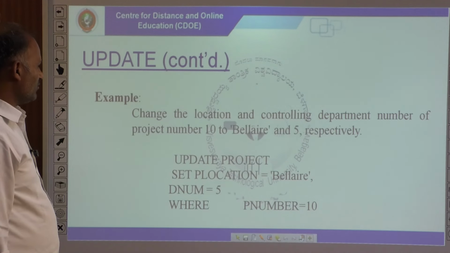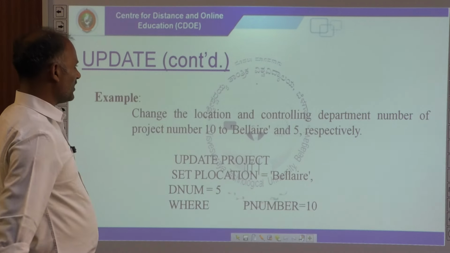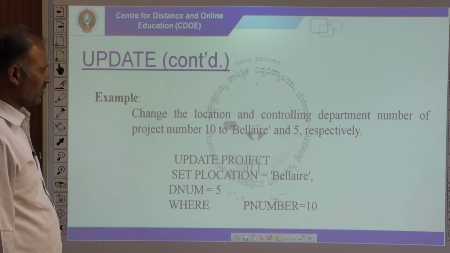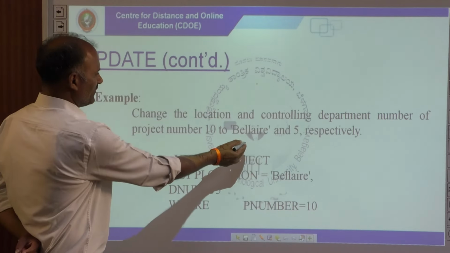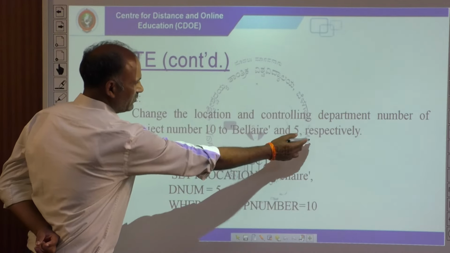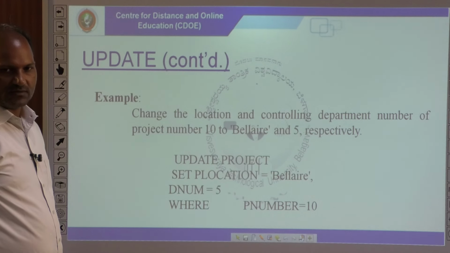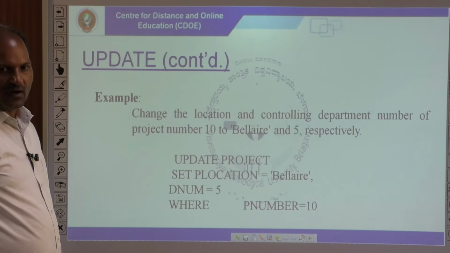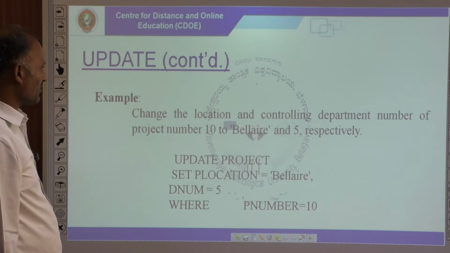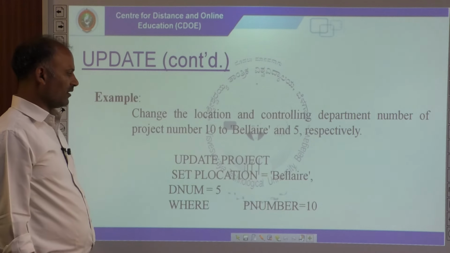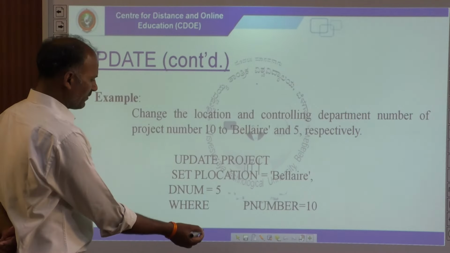So, this is how you can use the update statement in SQL. We have to change the location and the controlling department number of project number 10 to Bel Air and 5 respectively. So, how do you modify that data? That can be done with the update statement.